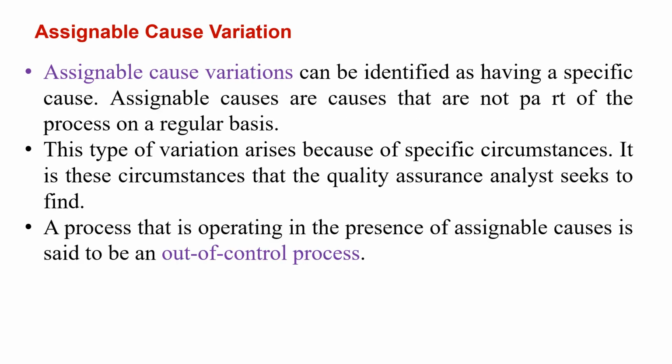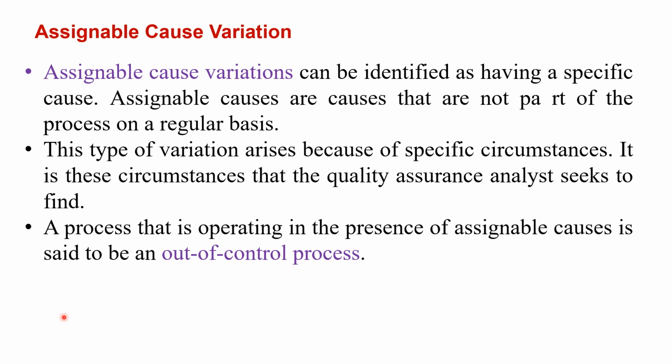On the other hand, assignable cause variations can be identified as having a specific cause. Assignable causes are causes that are not part of the process on a regular basis. This variation arises because of specific circumstances. It is these circumstances that the quality assurance analyst seeks to find. For example, you have one operator on a specific piece of machinery, and you hire somebody else, and he takes over. And you find during your quality analysis that something's changed. Well, one cause may be that the new operator needs more training. If we find that out, we can assign that variation. It's an assignable cause. We know what caused it. It's not random. It's specifically tied to something we can identify.